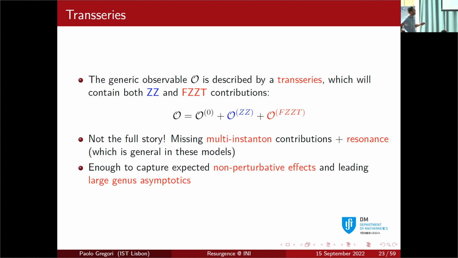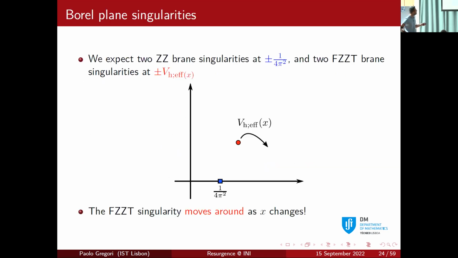But for our purposes of understanding some non-perturbative effects in a certain class of observables, and also for checking the large genus asymptotics of the perturbative sector, this is enough. Now, what kind of Borel plane singularities do we expect? As I said, we expect constant singularities associated to ZZ brane singularities, which are this blue square. Of course, I'm drawing just a quarter of the complex plane, so we miss the pair with the opposite sign. And we expect FZZT brane singularities which move around in the Borel plane as we change the variable x.